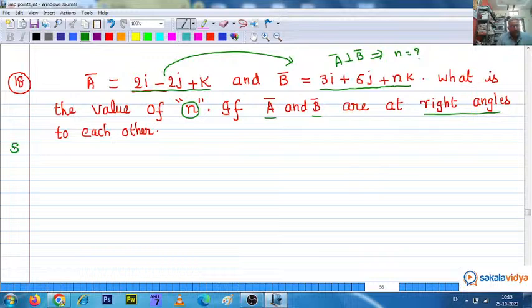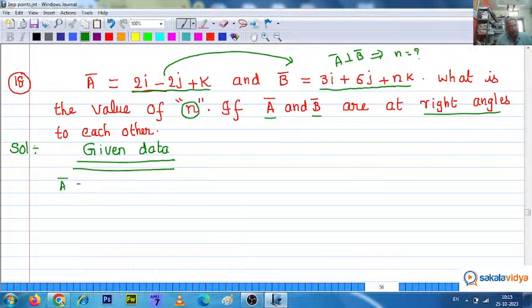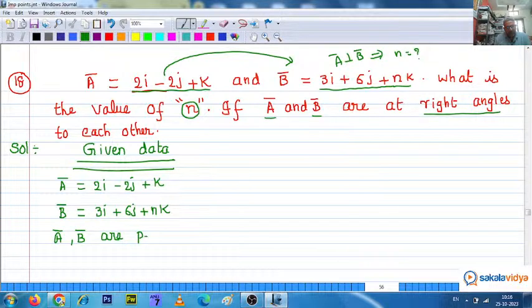Right, write down the solution. Given data: better you write it down for a subjective type examination, clearly mention. So, a bar is equal to 2i minus 2j plus k, right. b bar is equal to 3i plus 6j plus nk. a bar and b bar are perpendicular to each other.